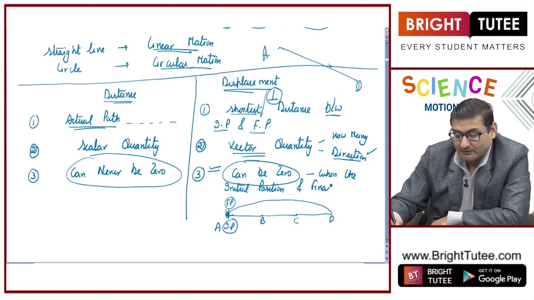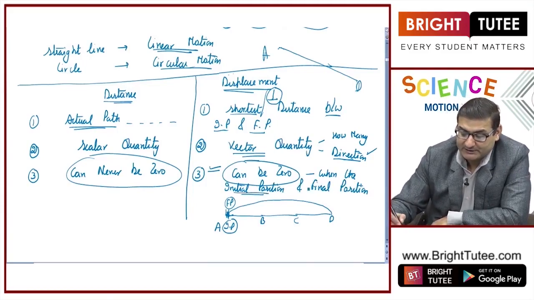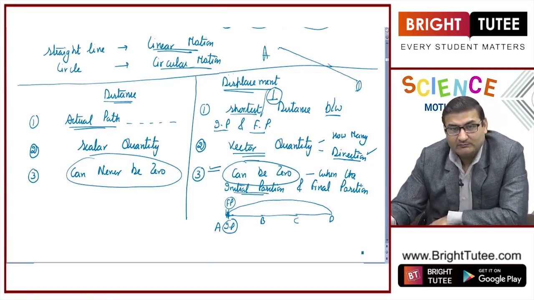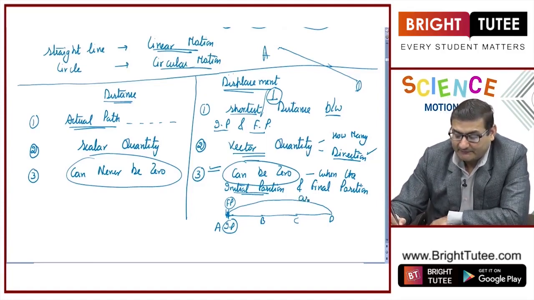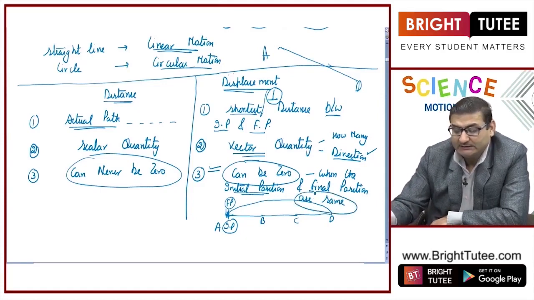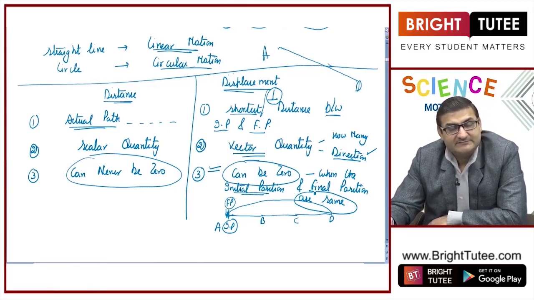When we are talking about a particular object travelling from a particular point, the initial position, and travelling a path, whatever path it is taking, but if it comes back to the same initial point, then we say that the displacement is 0. Got it? This is very, very, very important to relate.